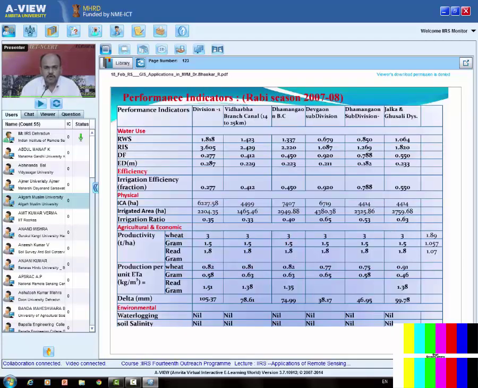Now to summarize, all performance indicators I have given in this table, where this performance indicator tells me that these three divisions, you can see their irrigation efficiency is way below 0.65. It's very less. Whereas here irrigation efficiency is 0.92, I mean 92%. You cannot achieve 92% irrigation efficiency in a surface irrigation system. The highest possible irrigation efficiency that you can achieve is 65 or 70%.